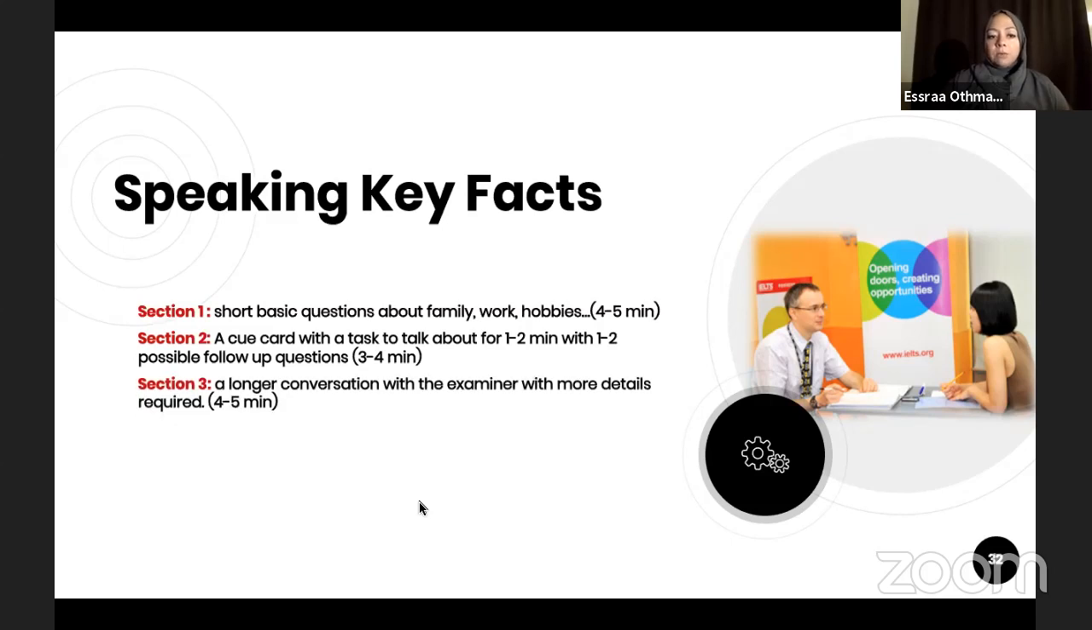Then section 3 is going to be more of the interview format, where the examiner is going to ask you a certain question. You're going to answer it, maybe have a small discussion about it. Why do you think that? Why don't you think that? And so on. So more details would be required in this part. That's why it might take a little bit longer than section 2, reaching up to 5 minutes.